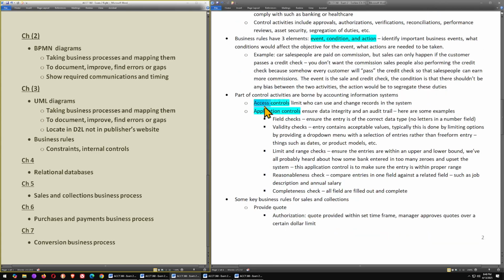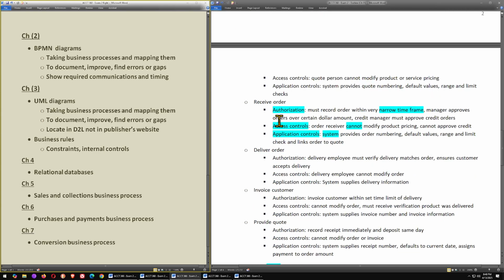We're going to talk about the access controls, about who is supposed to be doing this process, and what is the time frame, or what they are authorized to do? No, access is who is supposed to do it. Sorry. Application is what does the system do? How does the system assist you or constrain you or check you when you're entering the information?